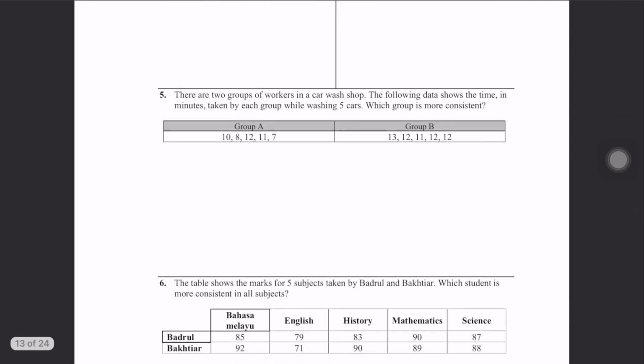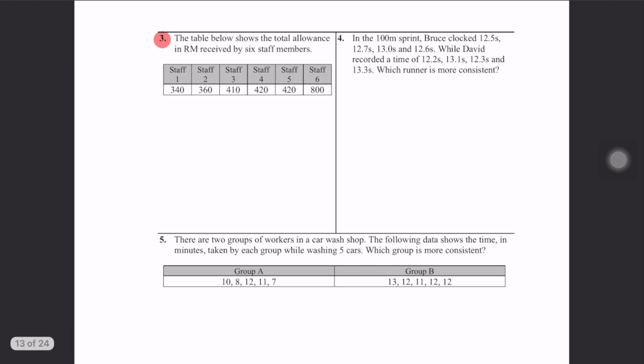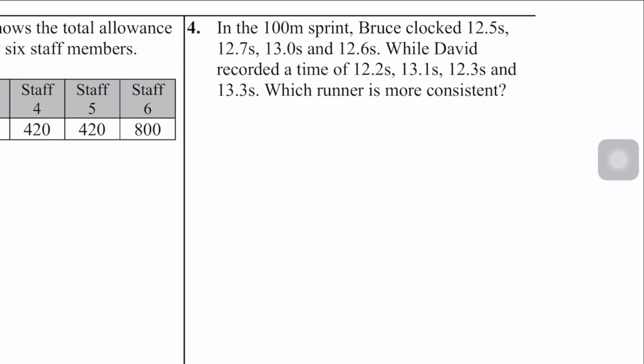Okay, over here we can see that there is more than one set of data, so we know that it should be standard deviation maybe. So let's look at number 4. In the 100-meter sprint, Bruce clocked 12.5 seconds, 12.7 seconds, 13.0 seconds, and 12.6 seconds, while David recorded a time of 12.2 seconds, 13.1 seconds, 12.3 seconds, and 13.3 seconds. Which runner is more consistent?